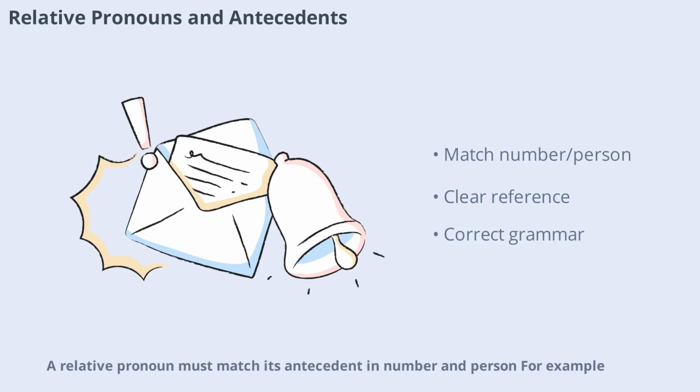A relative pronoun must match its antecedent in number and person. For example, one of my friends who stays in New York is coming tomorrow. This ensures your sentences are both clear and grammatically correct.